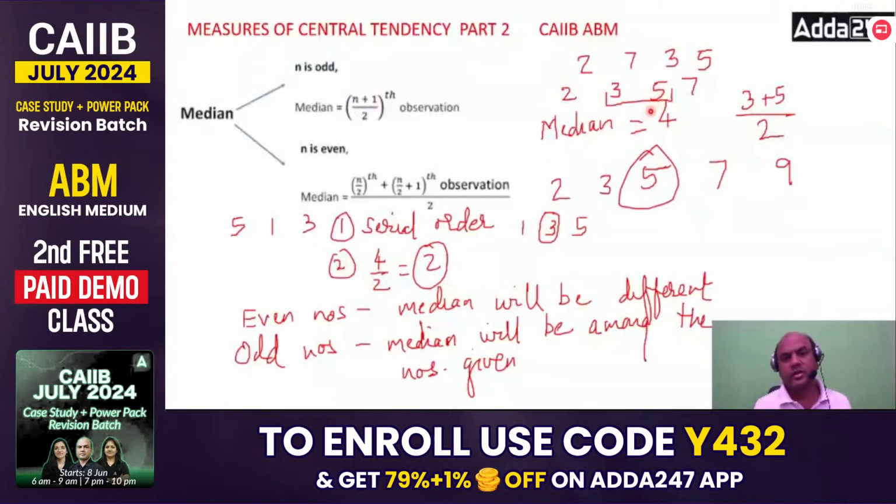Got it? So whenever you have even numbers, the median will not be in the given numbers, and whenever you have odd numbers, your median will be there in the given numbers. Okay, see here, even numbers, median will be different. Odd numbers, median will be among the given numbers. Got it, everyone?